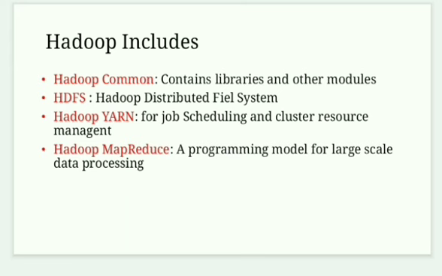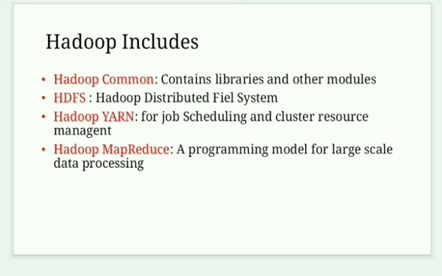Next we'll see what Hadoop includes. There are 4 main components in Hadoop. First one is Hadoop Common. It contains libraries and other modules. As you know about libraries, you have seen them in C and C++. It contains built-in libraries and modules to execute any programs and subprograms.